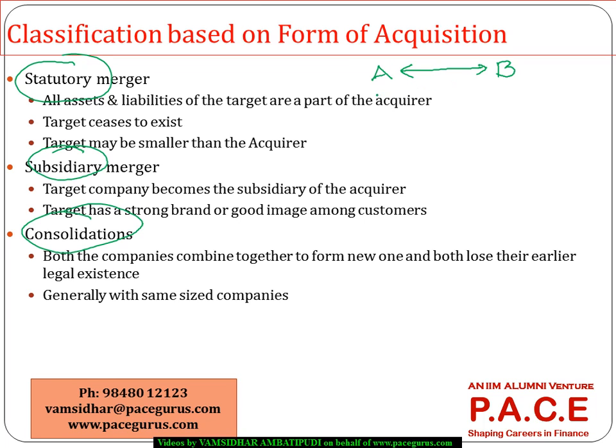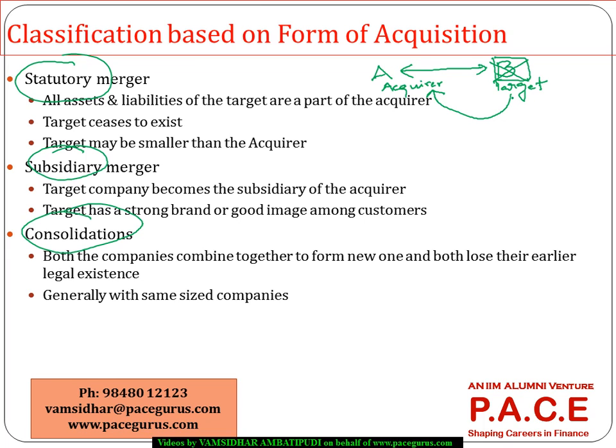Then, let's say A is the acquirer and B is the target. What generally happens in a statutory merger is B will stop existing as a legal entity. B will not exist as a legal entity. So all the assets and liabilities of B are transferred to A, and A will exist as it is. This is the case of a statutory merger.